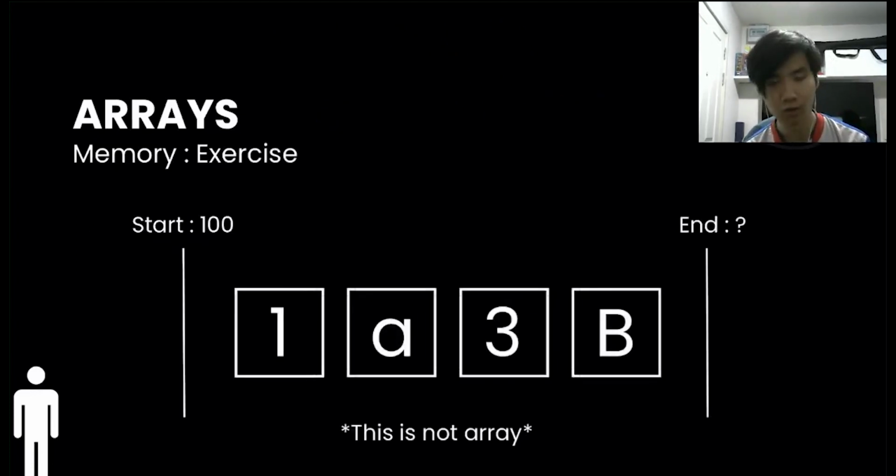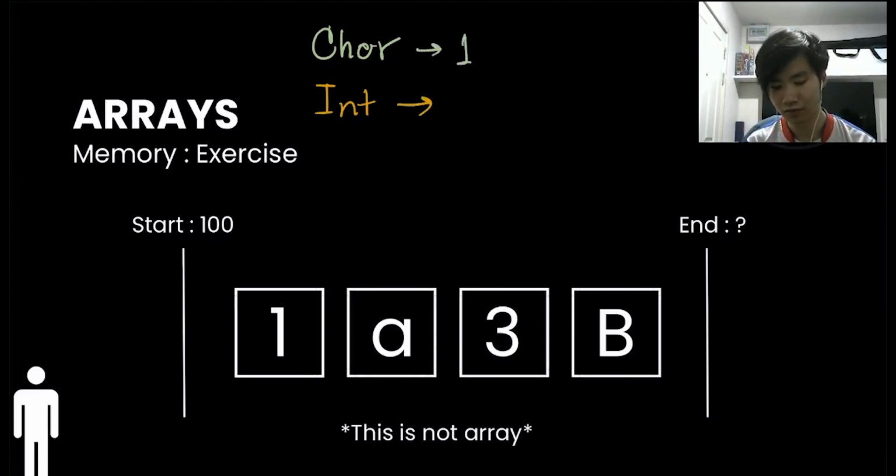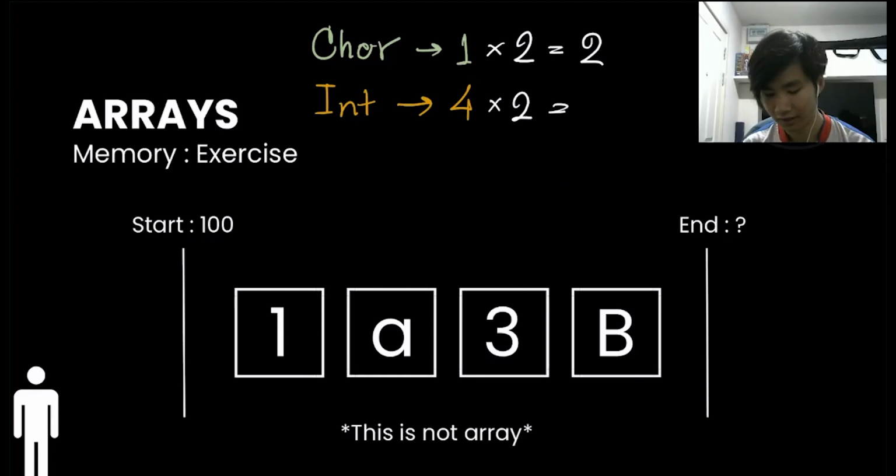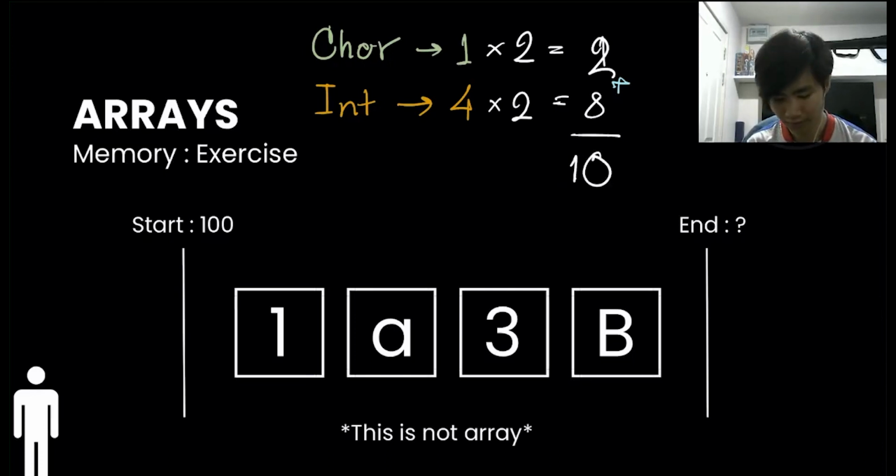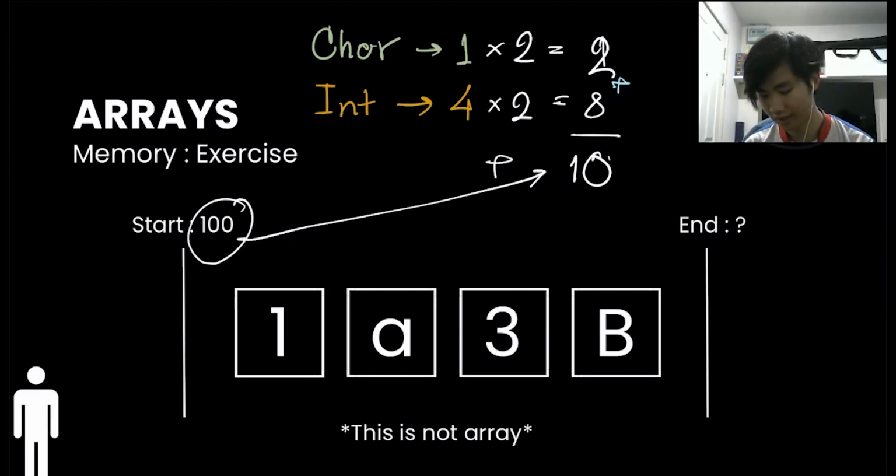If I have 4 variables, what will be the end address? There are 2 character types and 2 integer types. Characters take 1 byte each and integers take 4 bytes each. There are 2 characters, which will be 2 bytes, and 2 integers, which will be 8 bytes. So 2 plus 8 equals 10, and the end address will be 100 plus 10, which equals 110.